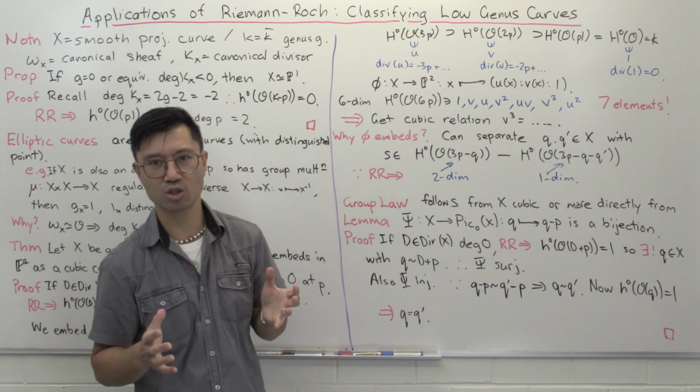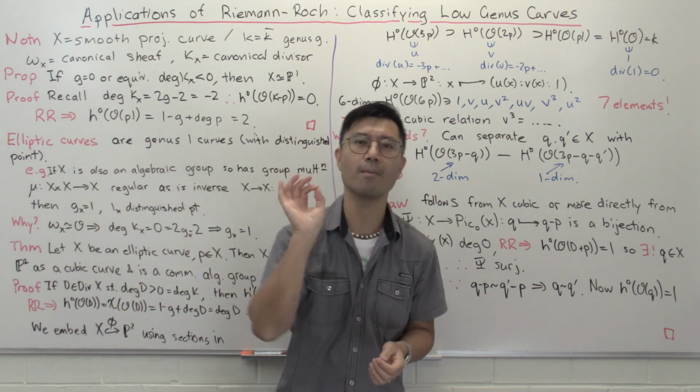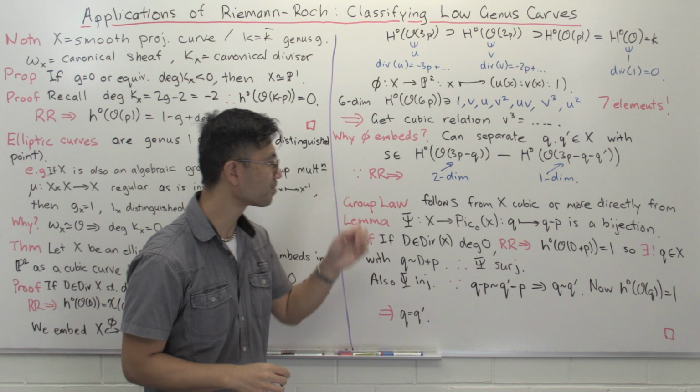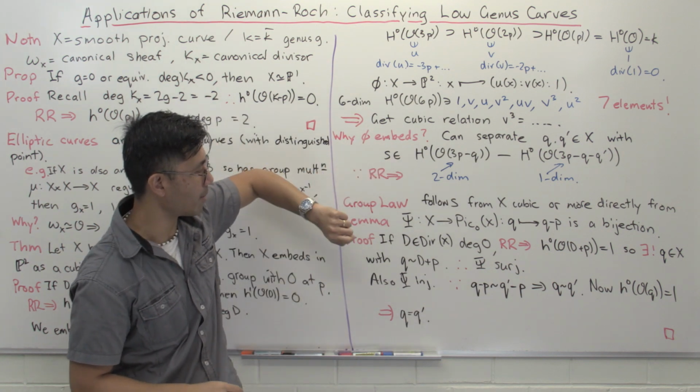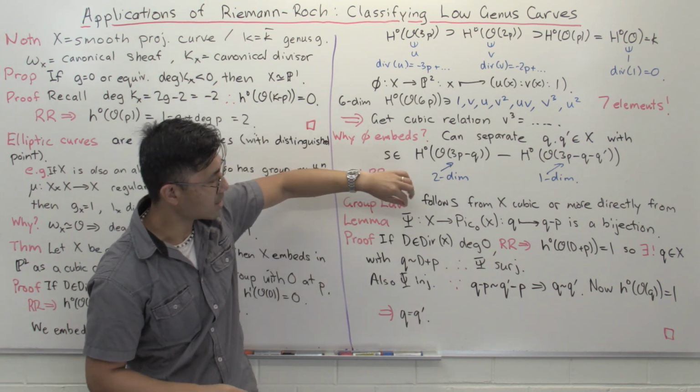But it's actually easier to do it directly using Riemann-Roch. And let me show you how that works. Okay, and it comes from the following lemma. So let's look at this lemma.